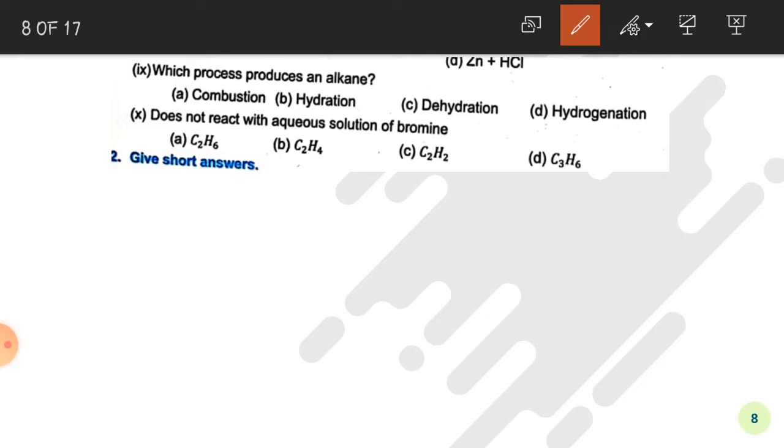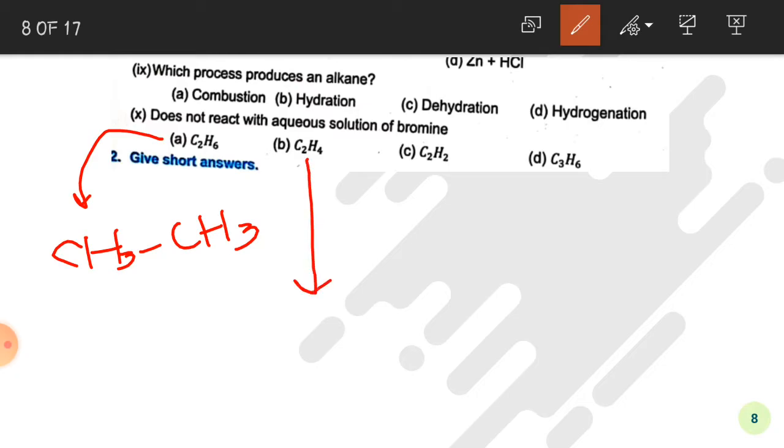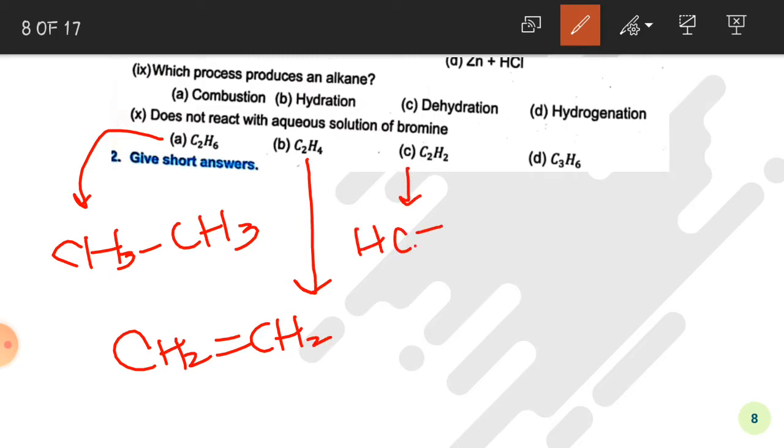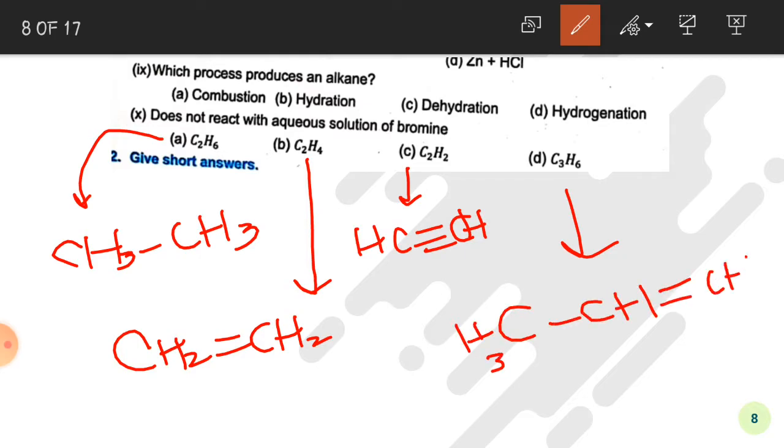Which of the following substances does not react with the aqueous solution of the bromine? Now, if you look at all these substances, let's draw the structures. For C2H6 we have CH3CH3. For C2H4 we have CH2 double bond CH2. For C2H2 we have acetylene, that is HC triple bond CH. And for C3H6 we have CH3 CH double bond CH2.